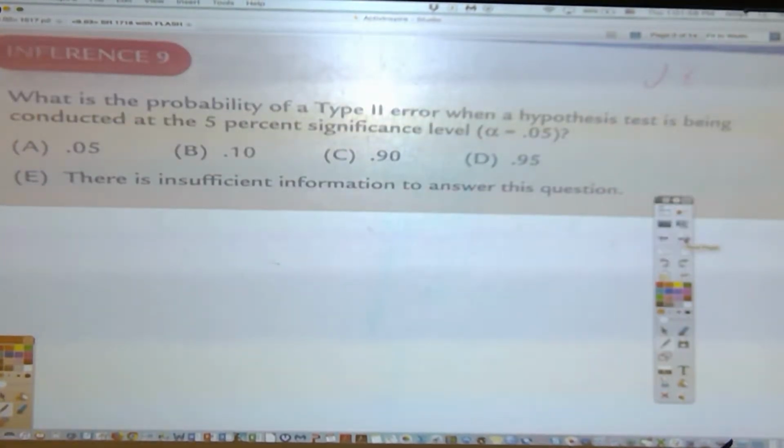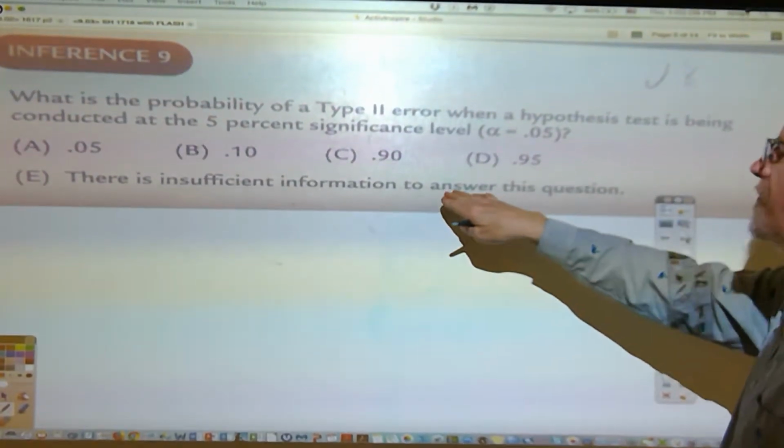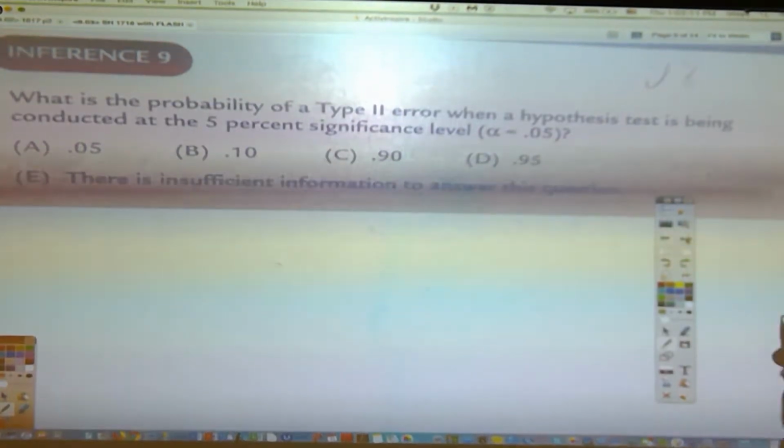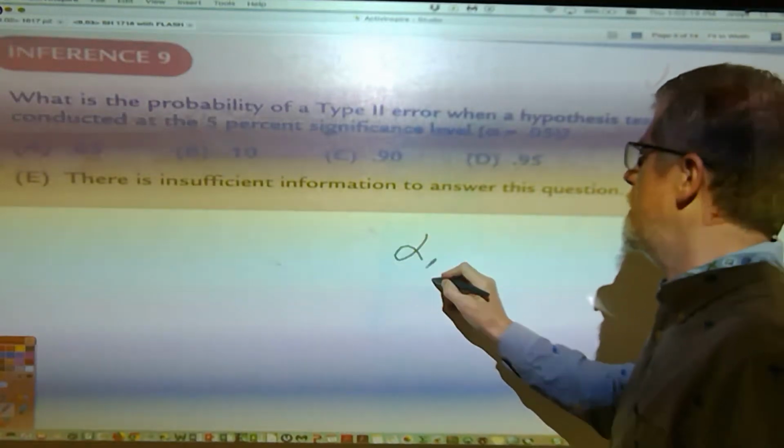This next problem says, what's the probability of a type 2 error? Try that one on your own. Okay, this one's got to be letter E. There's insufficient information to answer this question because there's no mathematical relationship between alpha and beta.